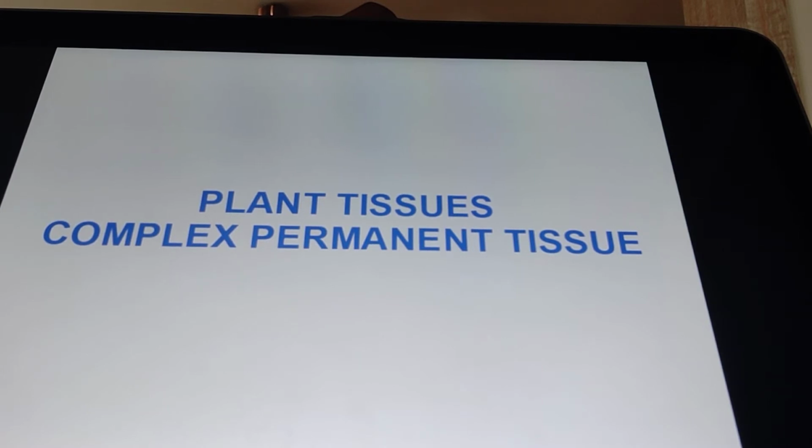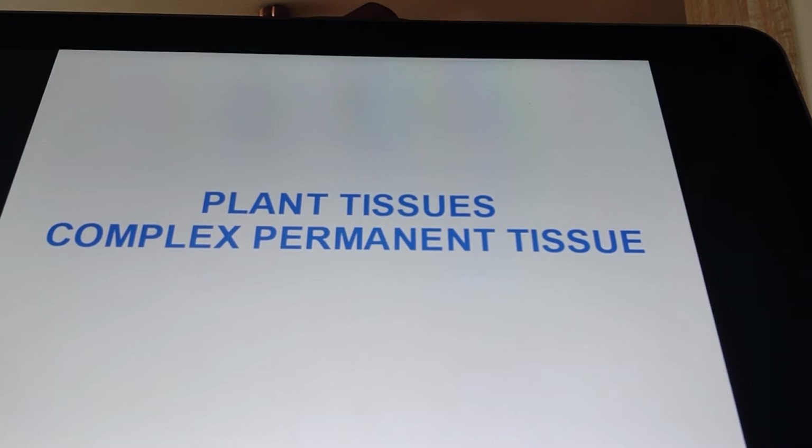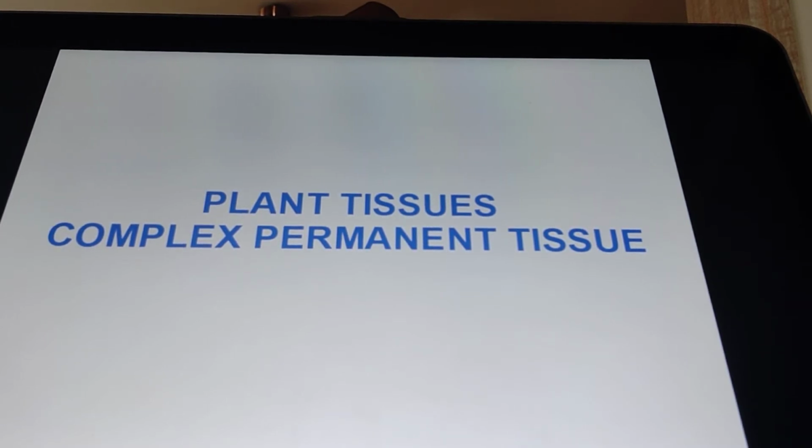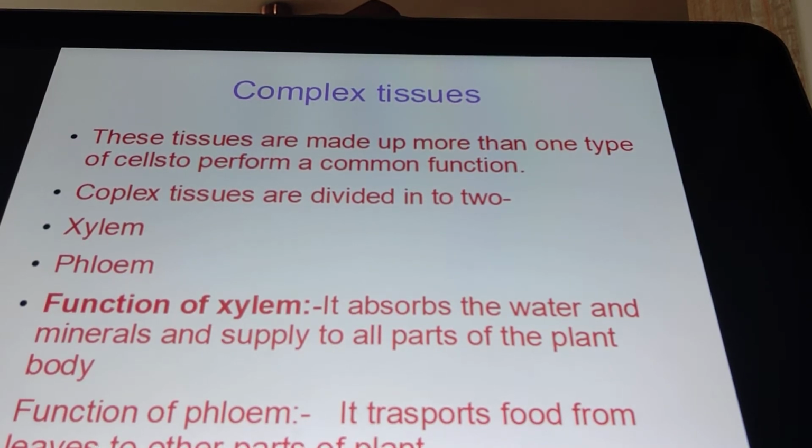We have already seen, children, simple permanent tissue. Why is it known as a simple permanent tissue? Because in simple permanent tissue, only one type of cell is present. They look like each other. So that is why they are known as simple permanent tissue. Same with the complex: different structures of cells combine together to perform a particular task, which we call complex permanent tissue. Complex permanent tissue is again subdivided into two types, that is xylem and phloem.